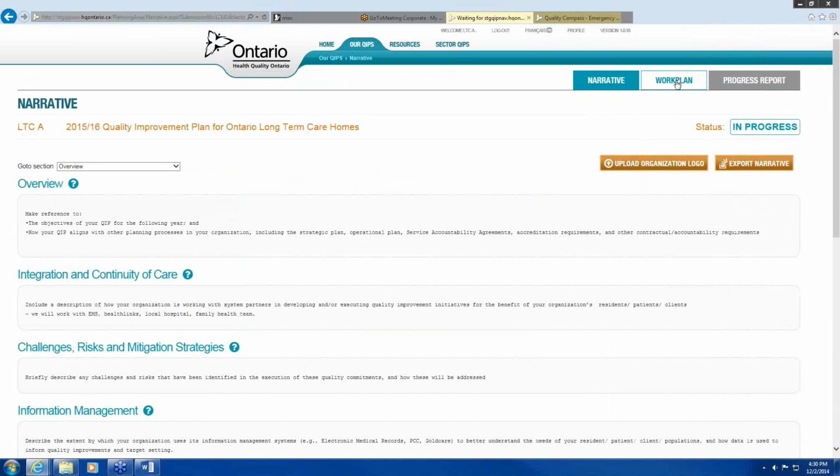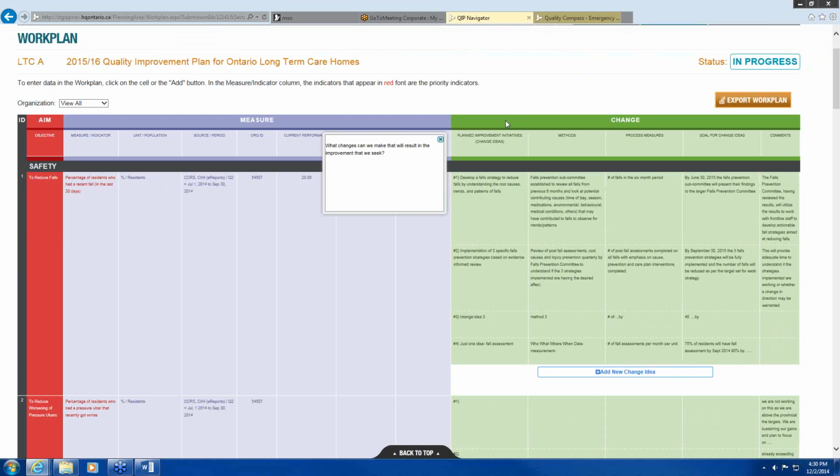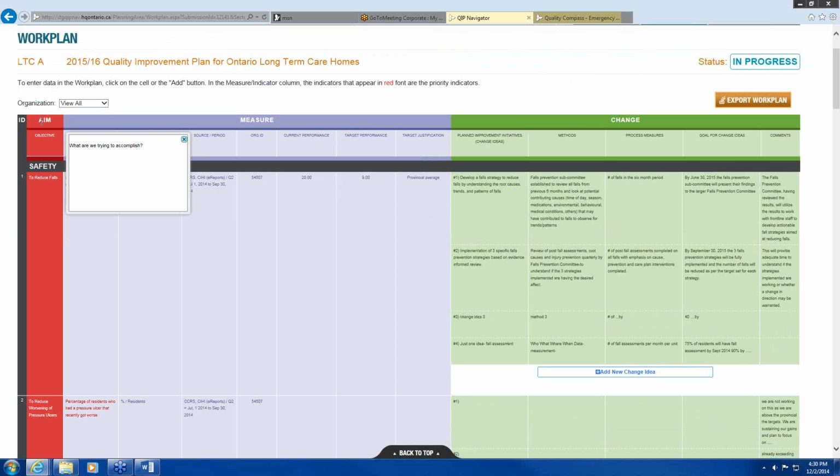All right, so the work plan, and we have half an hour left, is probably where you will spend a lot of your time. So just to go through, there's an aim, which is really similar to the model of improvement. What are we trying to accomplish? So it's to reduce falls.